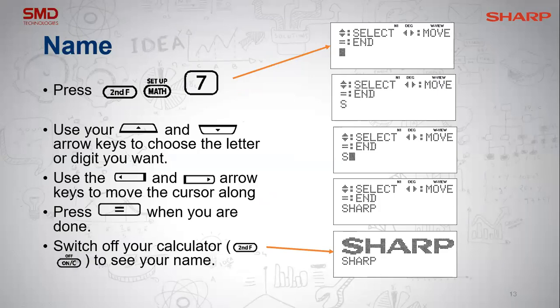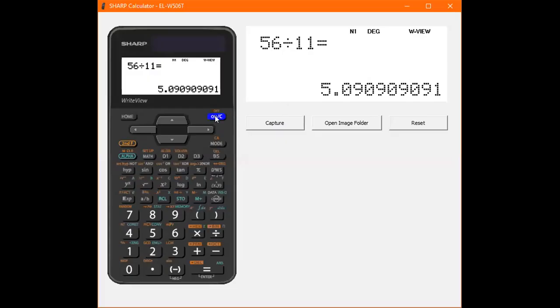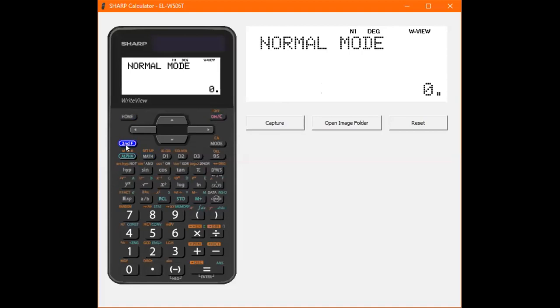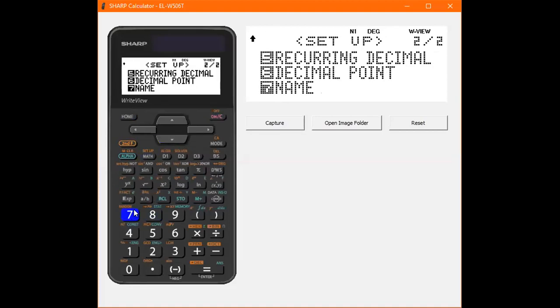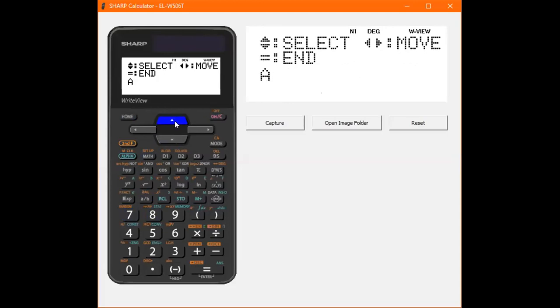So if I do it on my calculator, here you'll see my calculator now. If I say second function math, and I choose 7 for my name, I can choose a letter by using my up and down arrow keys. Okay, and then when I'm done selecting my letter, I choose my right arrow key, and then it will give me my next letter.